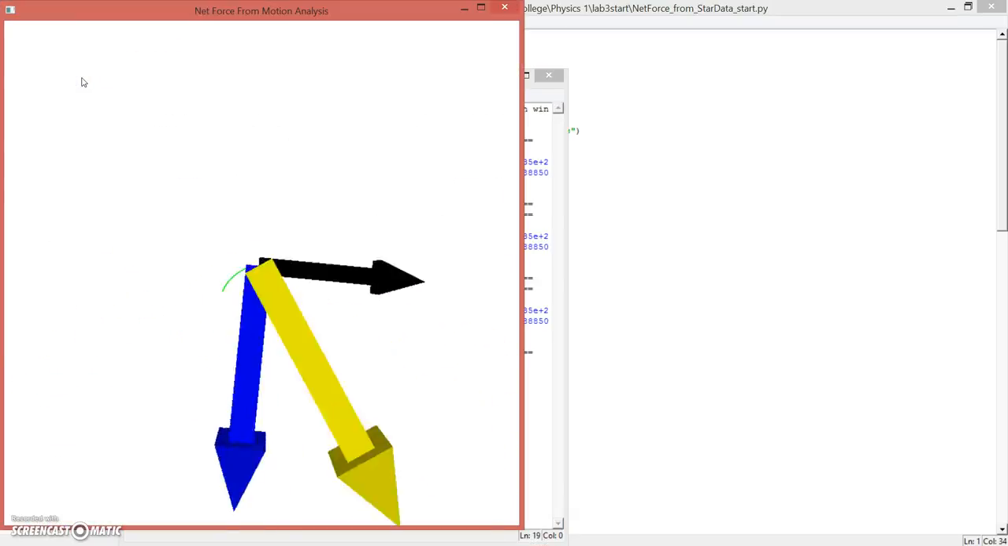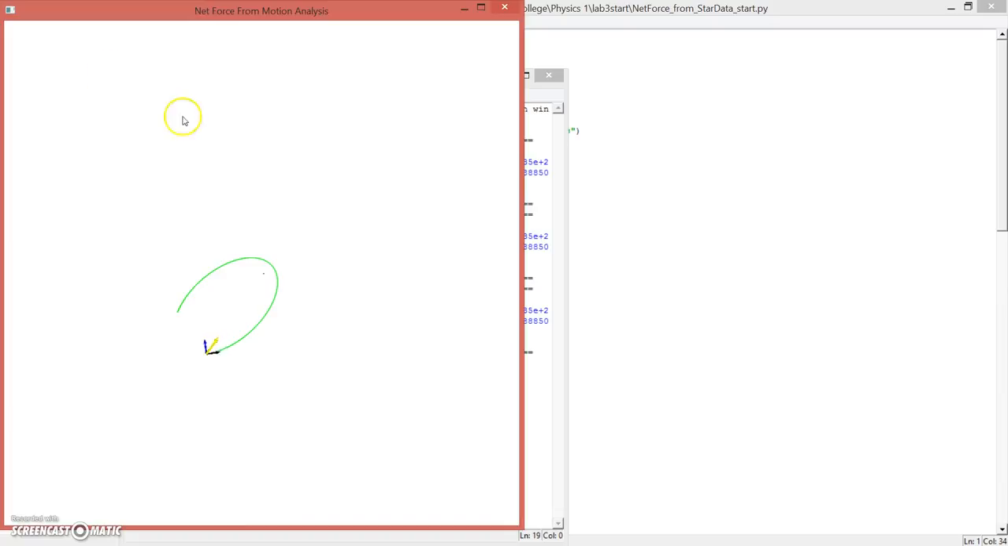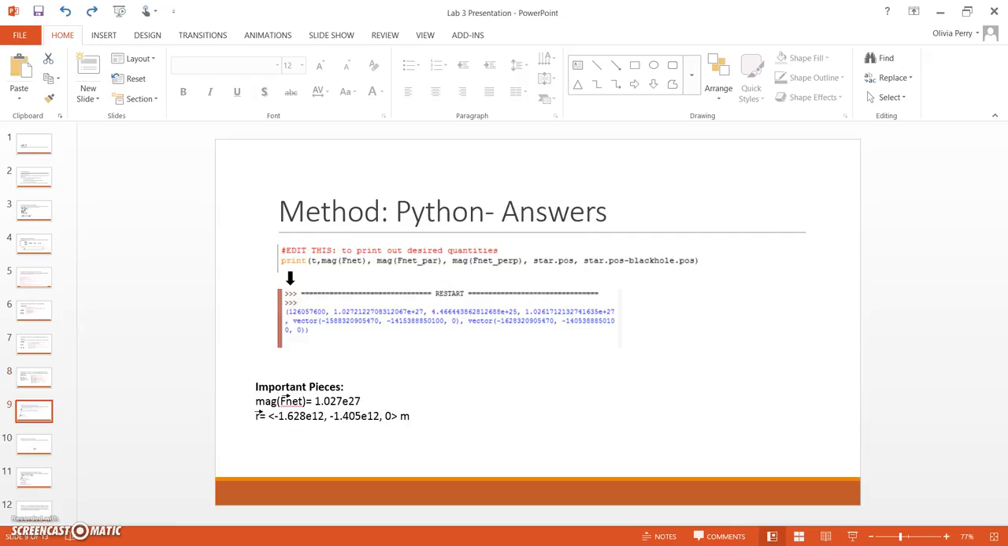Running our program, we see that the star orbits around the black hole as we would expect. The program calculates the magnitude of the net force and the r vector needed for calculating the mass of the black hole, and these values are shown here.